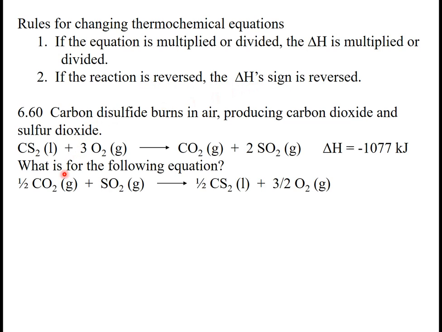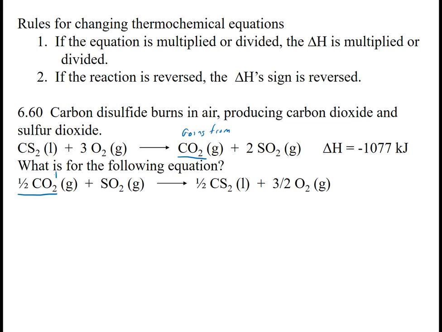So if I look here at this example, it's always going to give you one thermochemical equation. In this case, it gave me carbon disulfide plus 3 oxygens goes to form carbon dioxide plus 2 sulfur dioxides with the delta H of a negative 1077 kilojoules. And it wants to know what is the delta H for the following equation. So I can pick any one of these 4 species and look at it. It doesn't matter. What I want to look at is carbon dioxide, if I start with carbon dioxide.